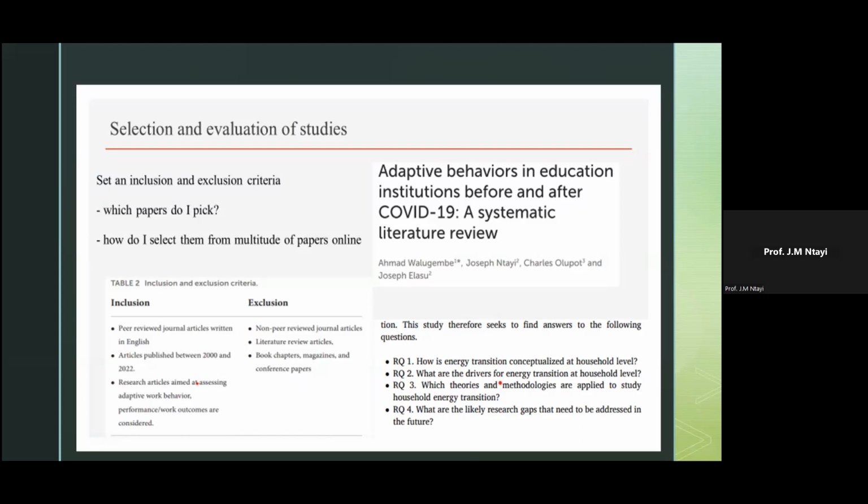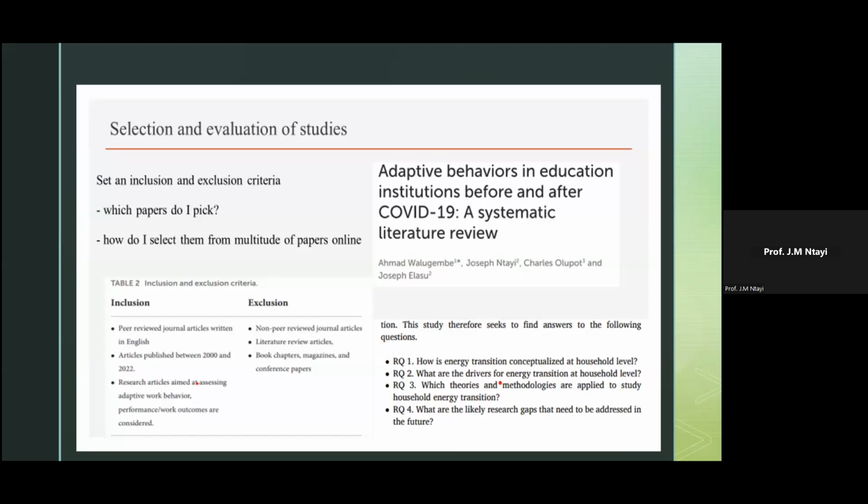I want to confirm that we are still together. I might end up going and going when I've left the class behind. Joseph, we are together, but can you add on bullet number 2? Yes, Prof. Articles published between 2000 and 2022.